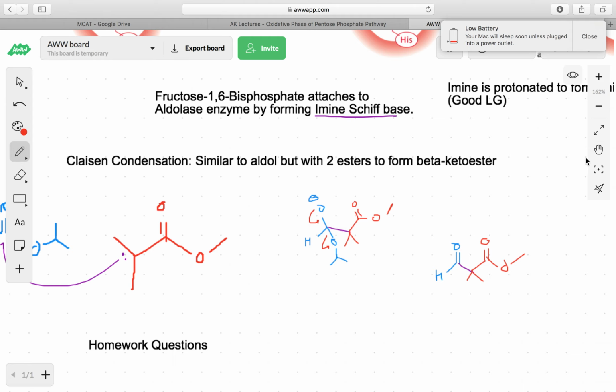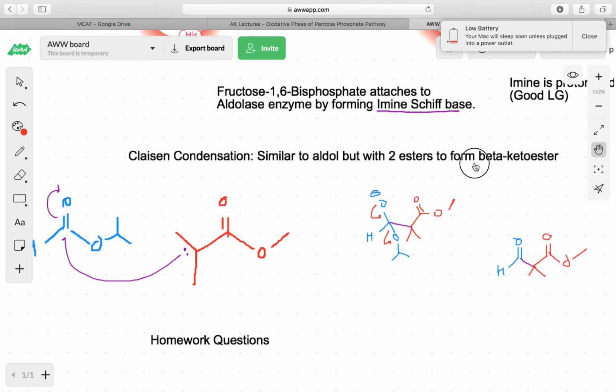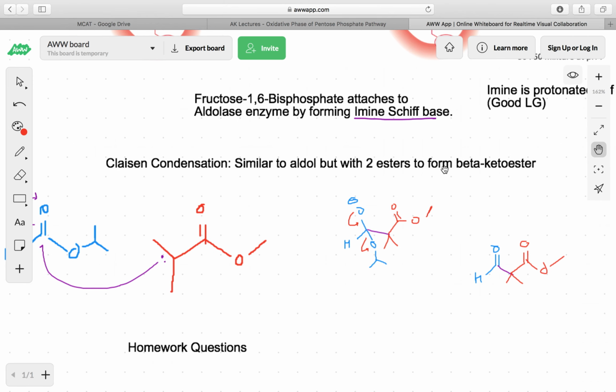And this isn't the beta hydroxy ketone you guys are used to seeing. Instead, you get a beta keto ester. The reason why is because you have a ketone on the left and it's beta to this ester. So that's the important distinction you guys have now. With an aldol condensation, you form a beta hydroxycarbonyl. With a Claisen condensation, you form a beta keto ester.